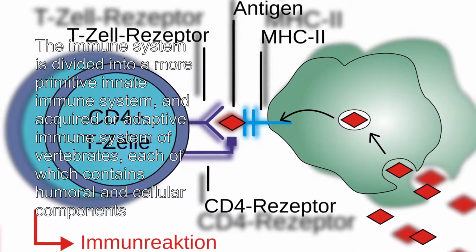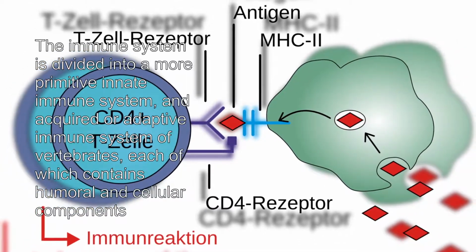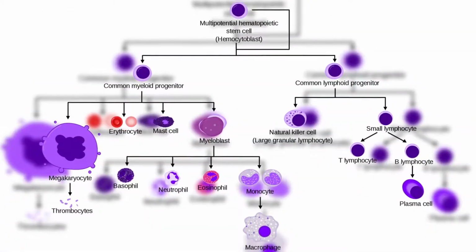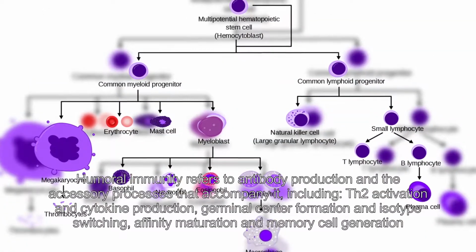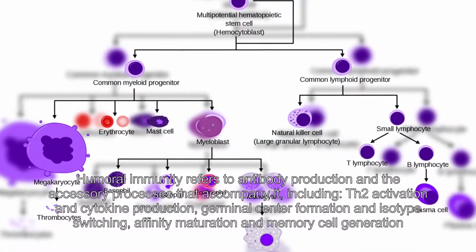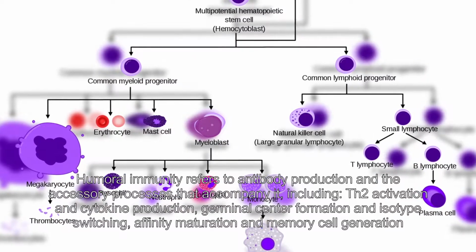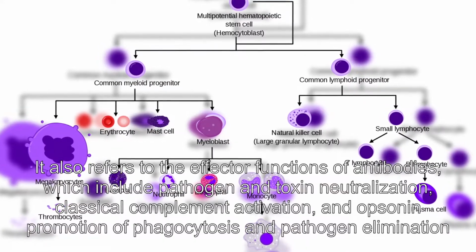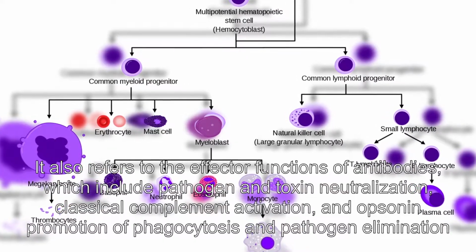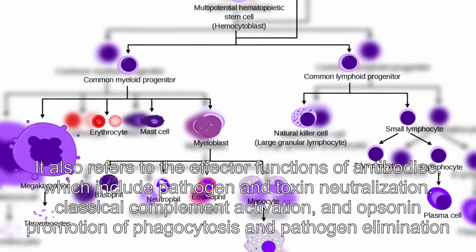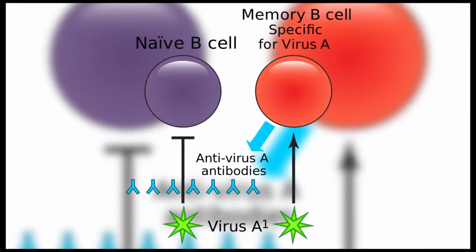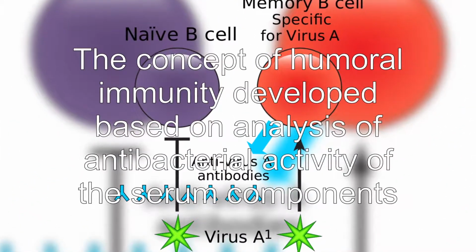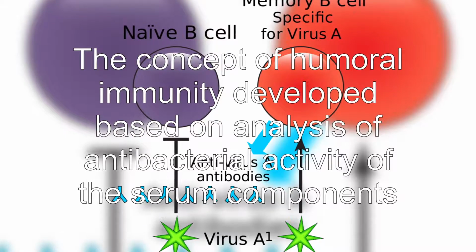Humoral immunity refers to antibody production and the accessory processes that accompany it, including Th2 activation and cytokine production, germinal center formation and isotype switching, affinity maturation and memory cell generation. It also refers to the effector functions of antibodies, which include pathogen and toxin neutralization, classical complement activation, and opsonin promotion of phagocytosis and pathogen elimination.